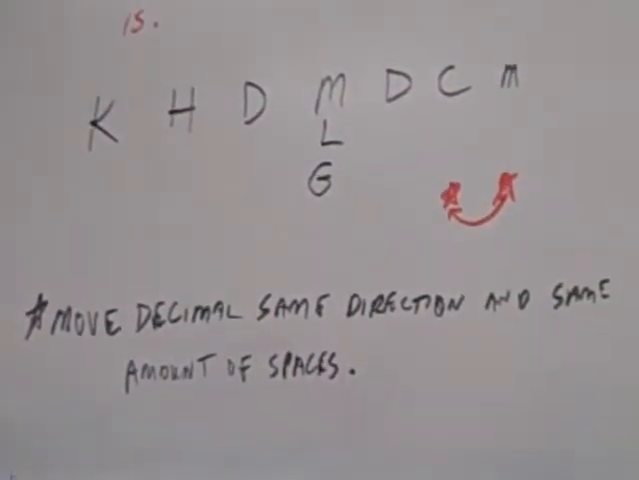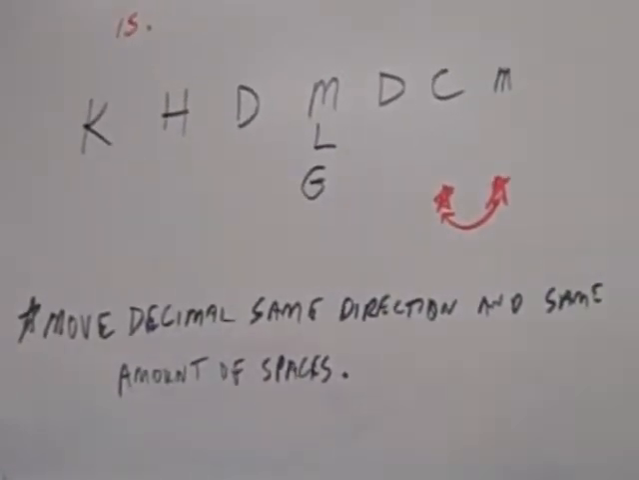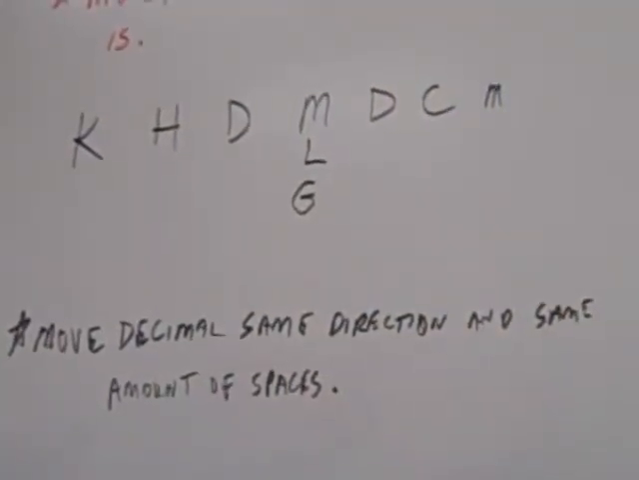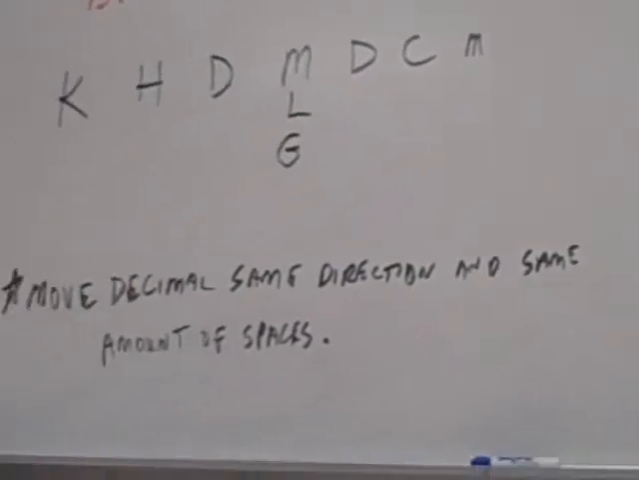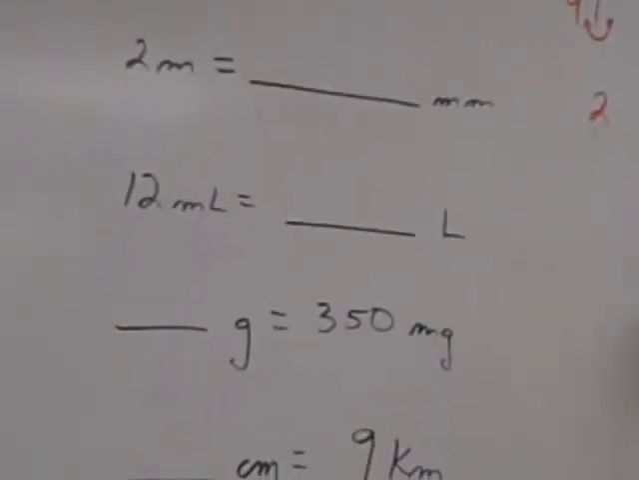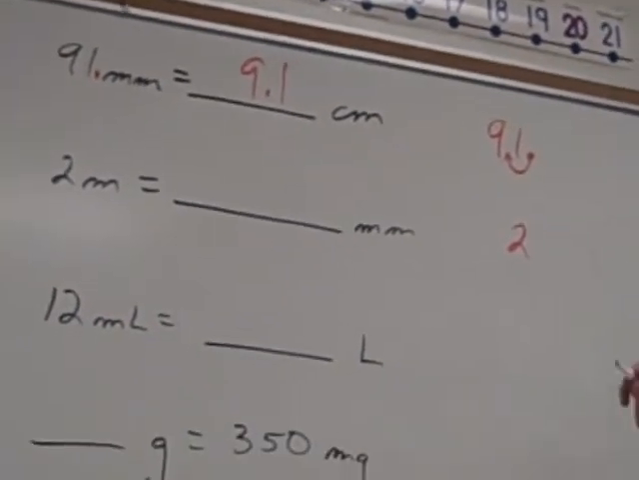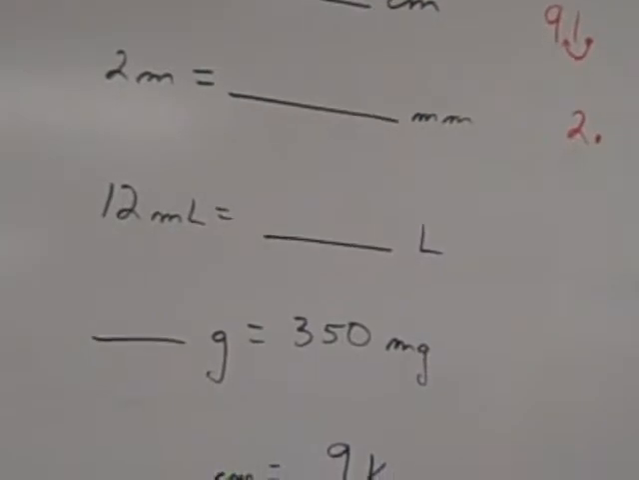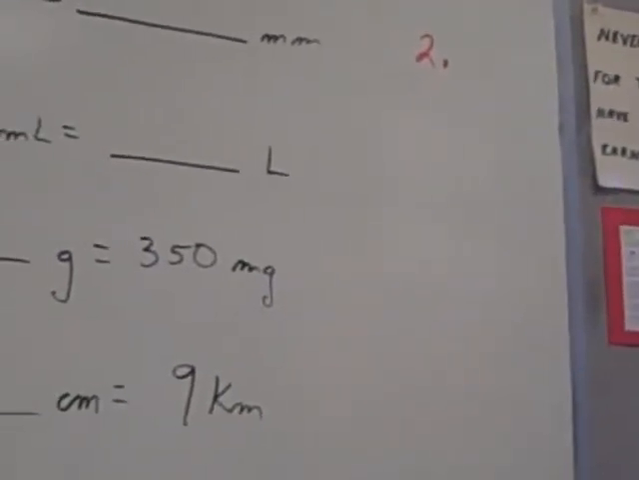Shortcut. Is everybody okay with that? All right, that was the first one. Second one, what do we have? 2. Where's the decimal? Behind the 2. To the right. There you go.